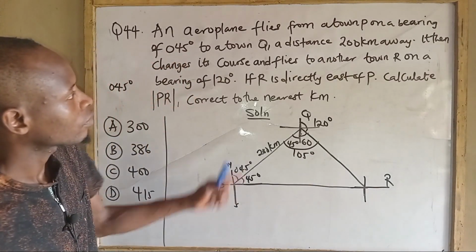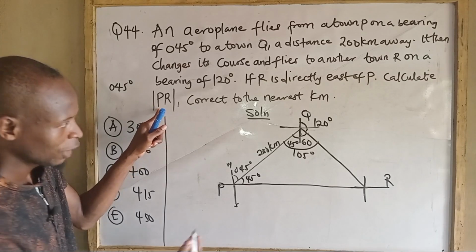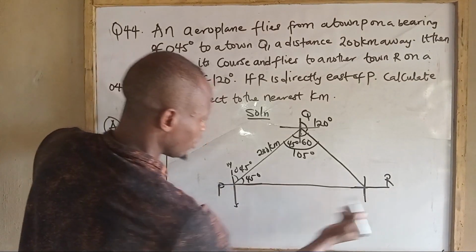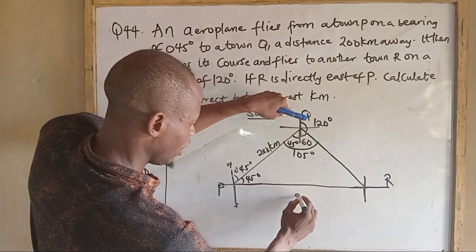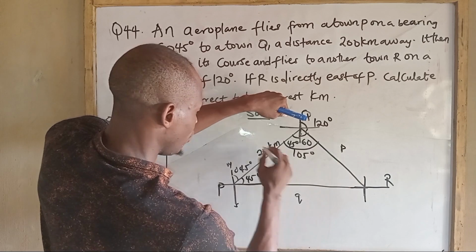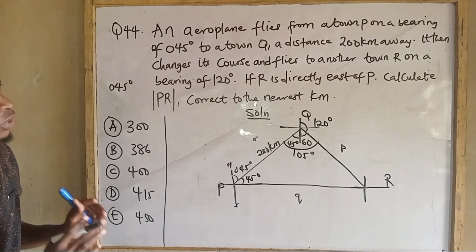Okay. So what again? Calculate PR. Where is PR? This is PR. So we are looking for the angle over here. And this PR is something as saying small q, small p, and small r. So this is what we are given from the question. These are the details we are given from the question.